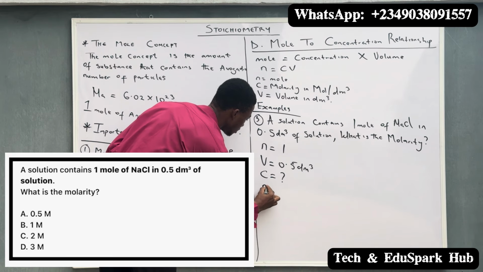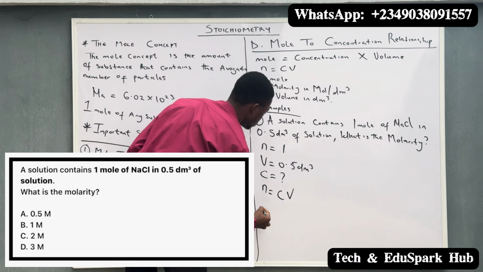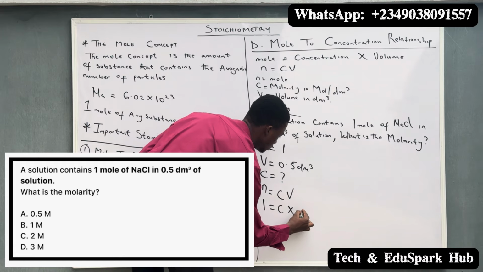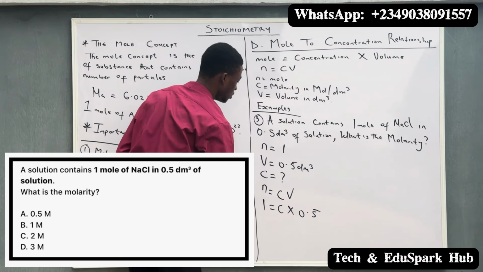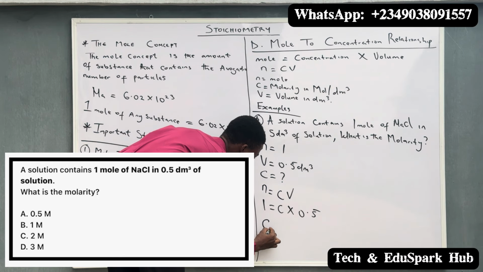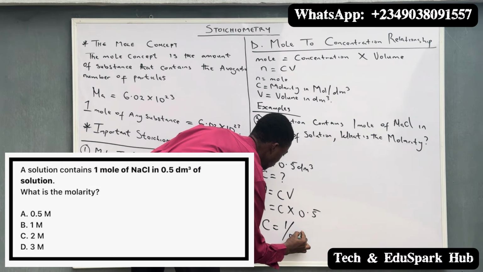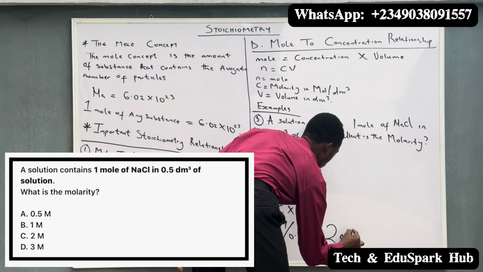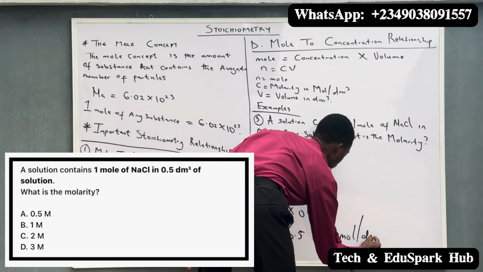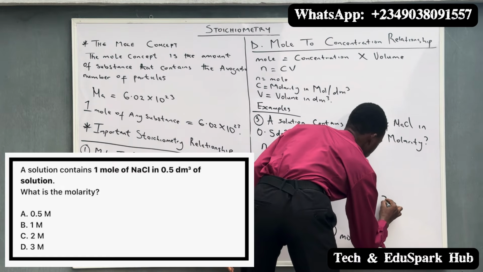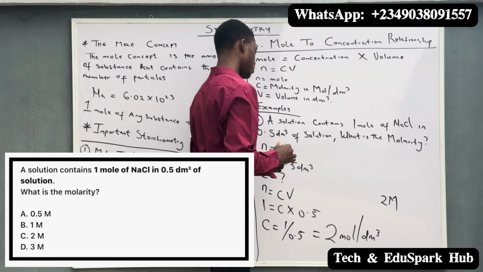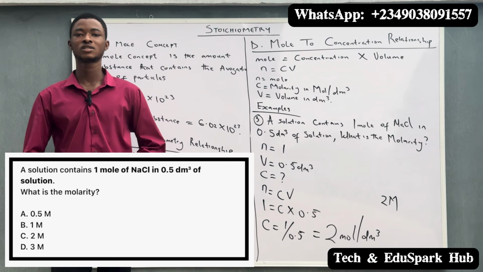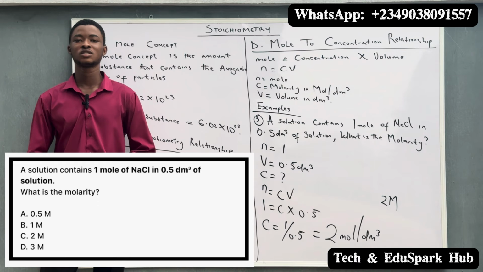So our molarity, which is C, is equal to unknown. We know that n is equal to CV. So inputting our parameters, we have 1 is equal to C multiplied by 0.5 dm³. Making C the subject of the formula, we have C is equal to 1 divided by 0.5, and C is equal to 2 mol per dm³. Or we can say C is equal to 2 molar. So any one you see in the options is correct. 2 mol per dm³ or 2 molar is correct for this kind of question. So option C is correct.